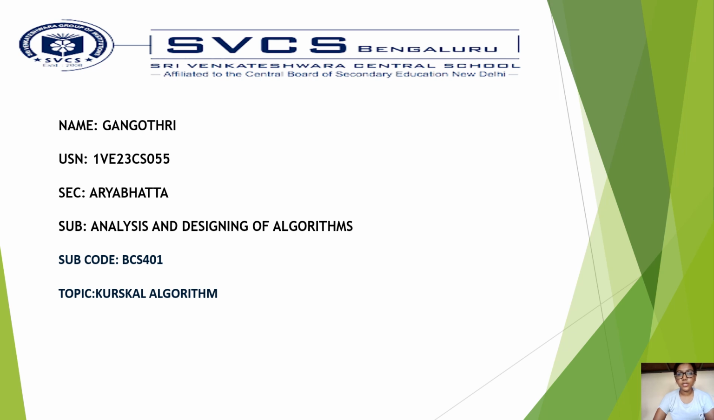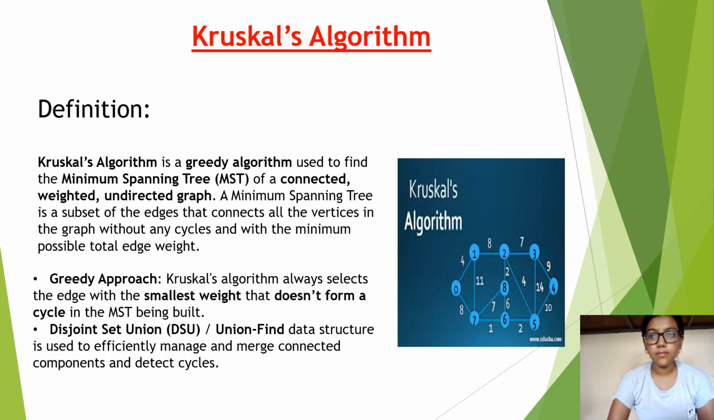Today I am going to explain the topic of Kruskal algorithm. Kruskal algorithm definition. Kruskal algorithm is a greedy algorithm used to find the minimum spanning tree (MST) of a connected, weighted, undirected graph. A minimum spanning tree is a subset of the edges that connects all the vertices in the graph without any cycle and with the minimum possible total edge weight.